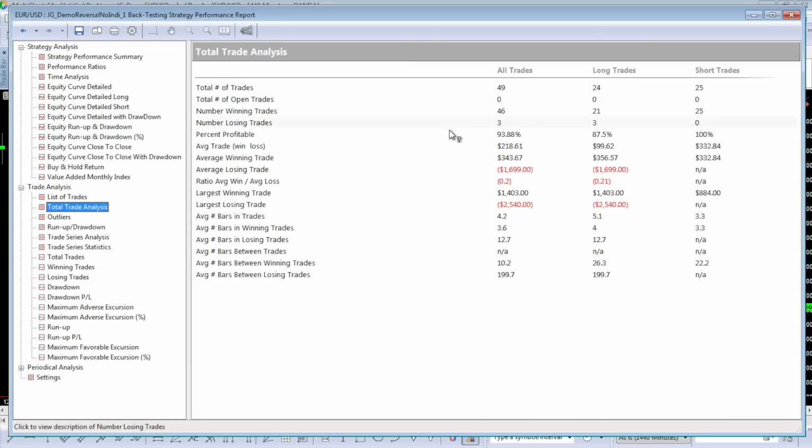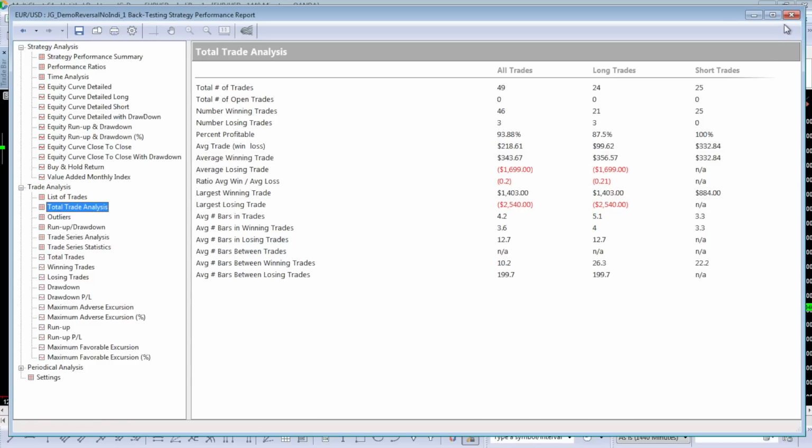Taking 49 trades, percent profitable is up in this period to 93, almost 94%. Average trade is a lot larger actually as well, it's 21 pips, and largest losing trade is still the same, which is our stop loss.